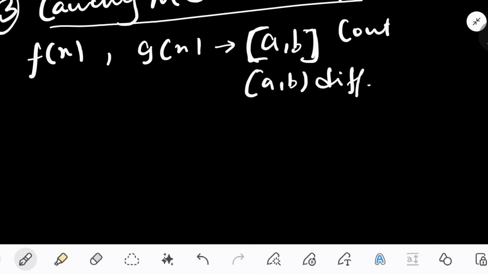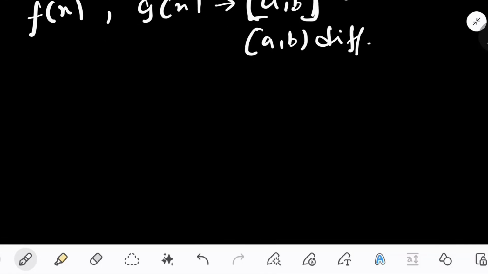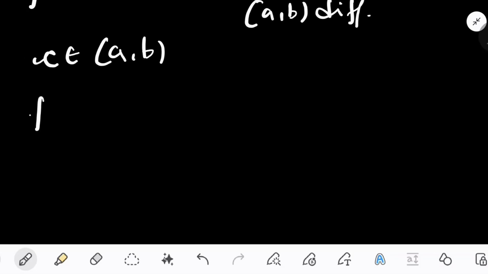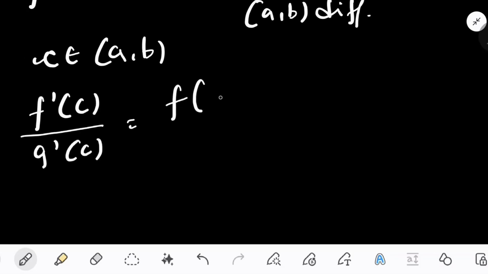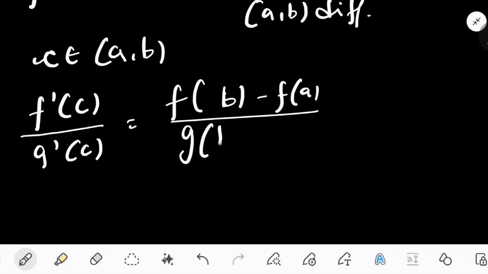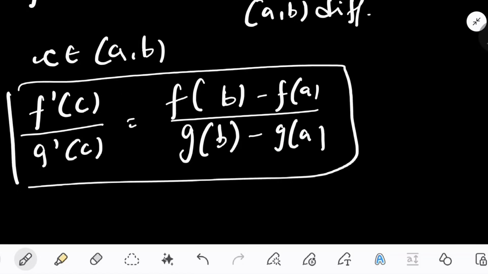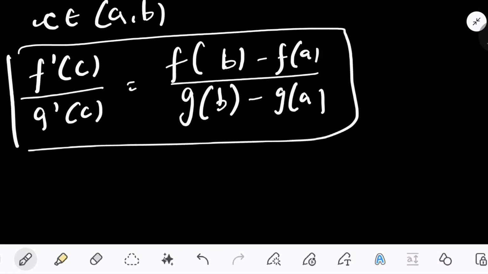So in such a case, there exists a c belonging to (a, b) such that f'(c) by g'(c) is equal to f(b) minus f(a) by g(b) minus g(a), right? And notice that in this case g'(x) should not be equal to 0, because if it is 0, then the result will be undefined, right? It is simple, right? How do you approach it graphically?